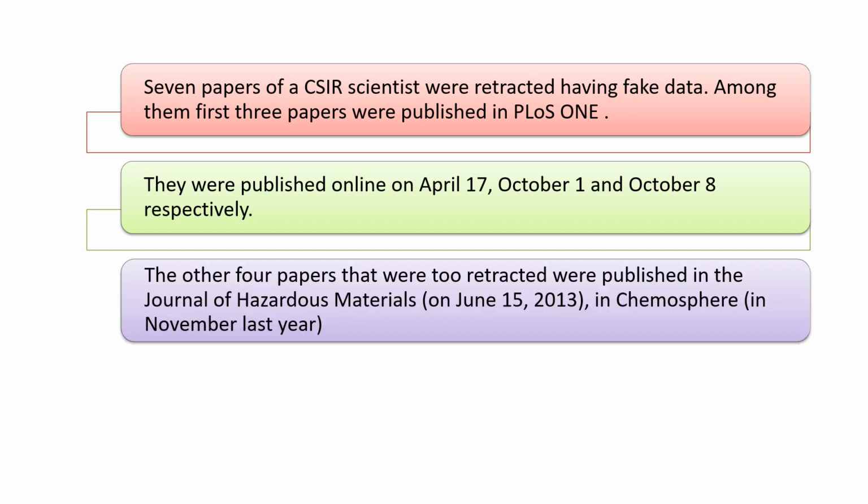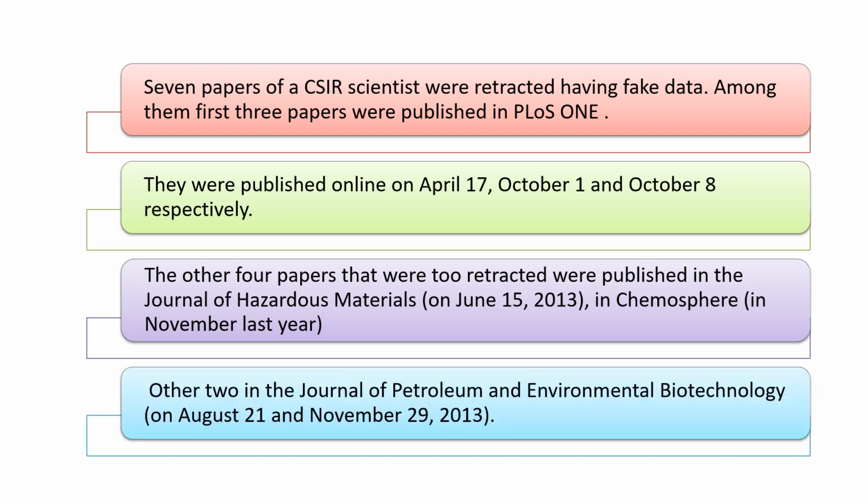The other 4 papers that were also retracted were published in the Journal of Hazardous Materials on June 15, 2013, in Chemosphere in November 2012, and the other 2 papers in the Journal of Petroleum and Environmental Biotechnology, and these were published on August 21 and November 29, 2013.